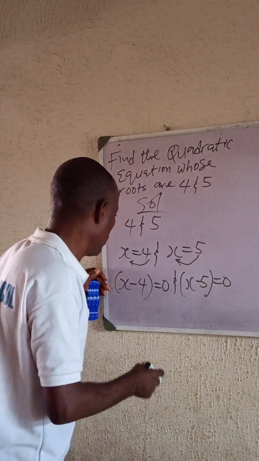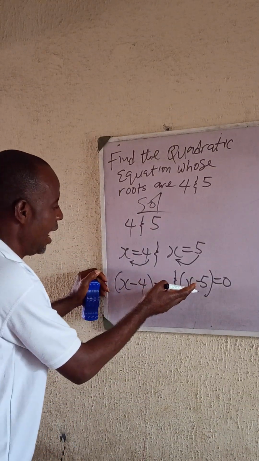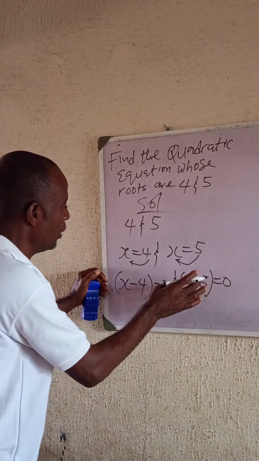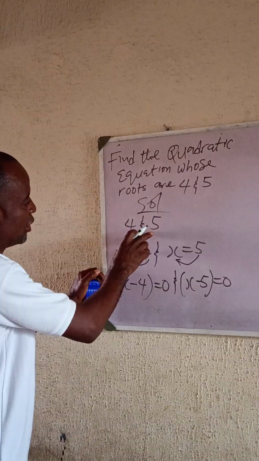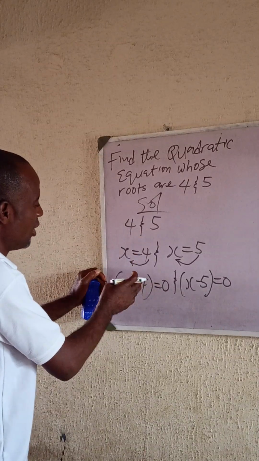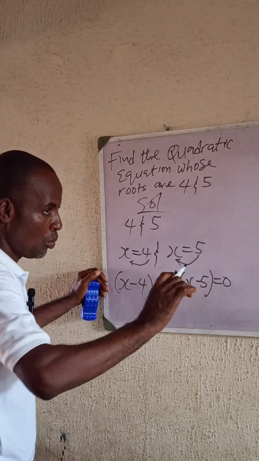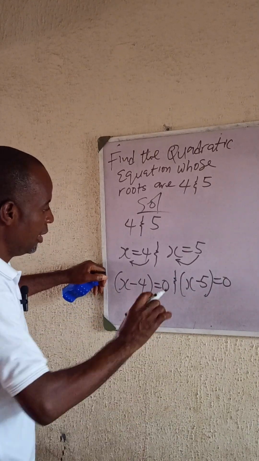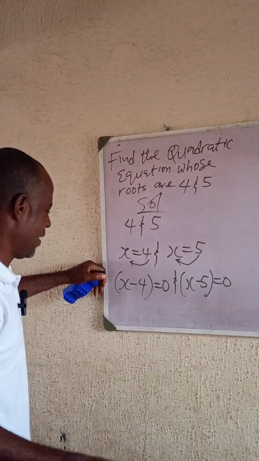So let's go. We'll now have x minus 4 is equal to 0 and x minus 5 is equal to 0. Don't forget, the root they give to us is positive. But because it crosses the sign of equality here, the sign changes. We are working towards the quadratic equation that gave us this answer.